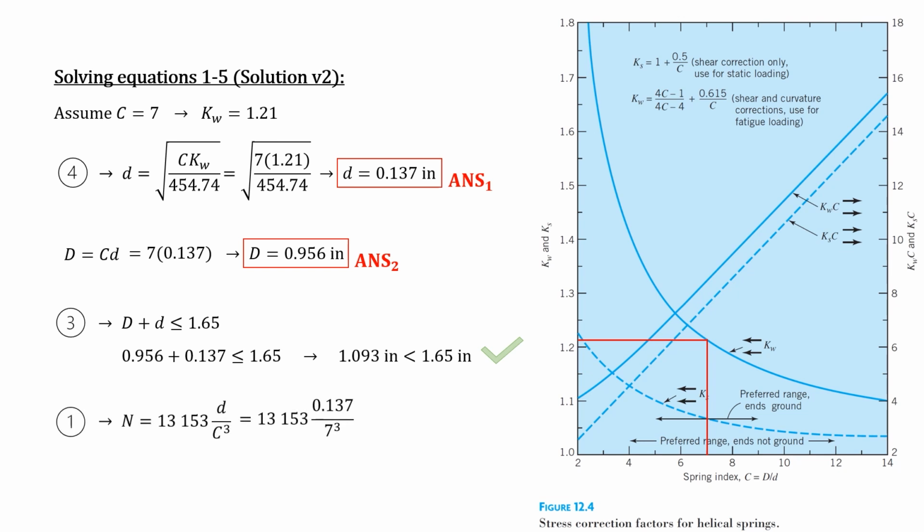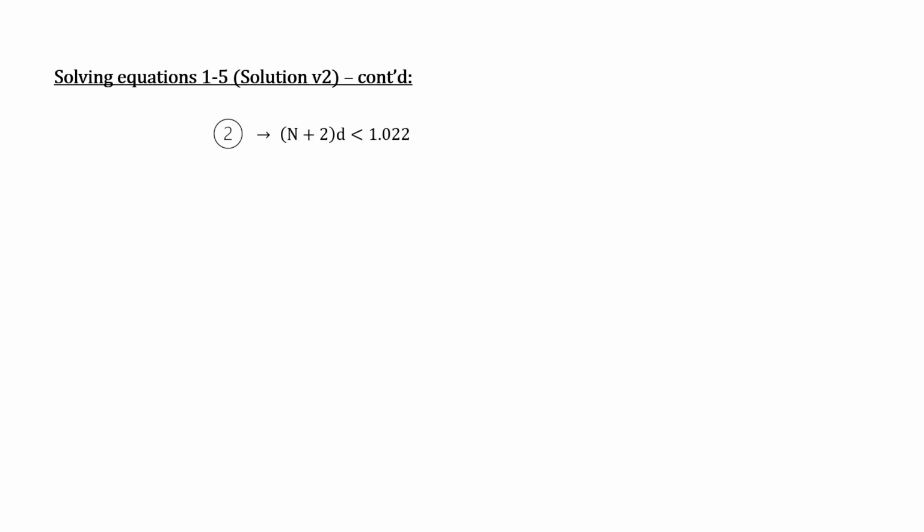Equation 1, we're going to sub in our diameter and our spring index of 7 this time instead of 9. So you get a number of active turns of 5.25. So with equation 2 here, you're going to sub in your active turns and your wire diameter. And we find that it's less than 1.022 inches, so equation 2 is satisfied.